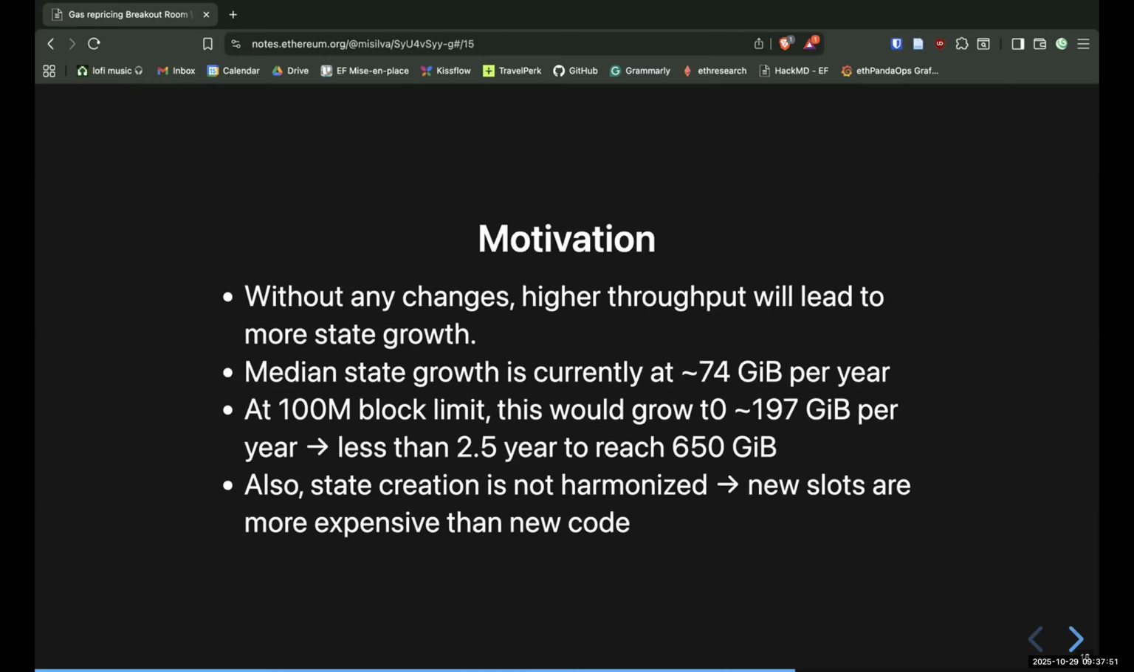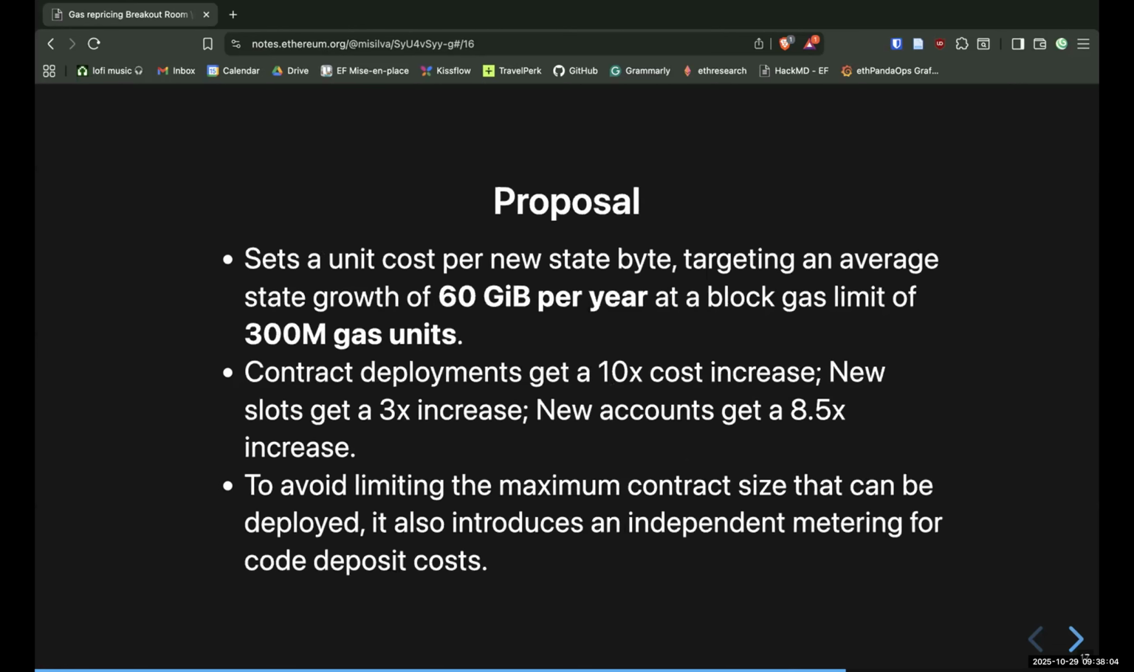But also, we recognize that state creation is itself not harmonized. So, for instance, creating new slots is more expensive than deploying new code. And so we need to harmonize this better. And so the proposal is fairly straightforward. Essentially, we are setting a unit cost per new state byte. And these costs target an average state growth of 6 gigabytes per year at the block gas limit of 300 million gas units.